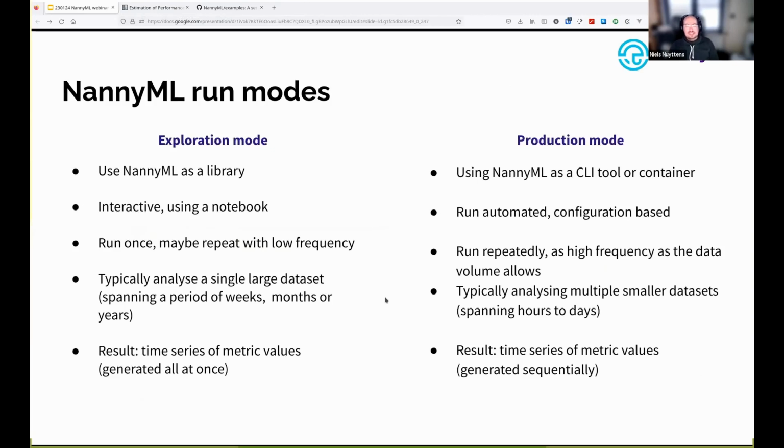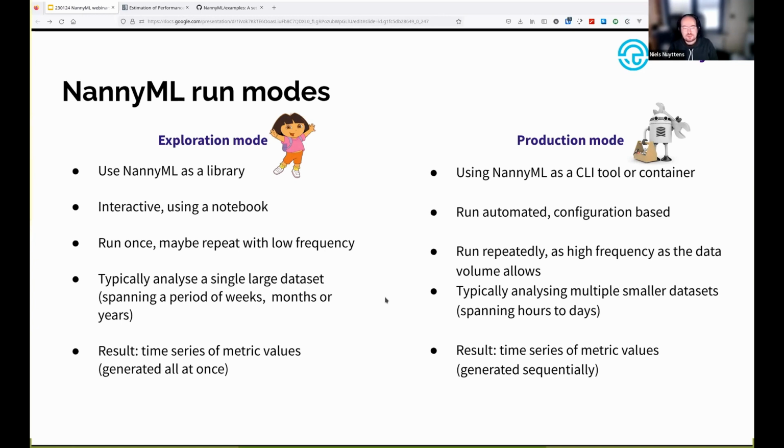Now then, as a kind of introduction to the topic for today, let's talk about the ways that you can actually run NannyML. There's two ways that we have in mind, and one is called the exploration mode, indicated by Dora the Explorer. And we have another one called the production mode, which is Bob the Builder Robot. And these two cases are actually very different from each other.